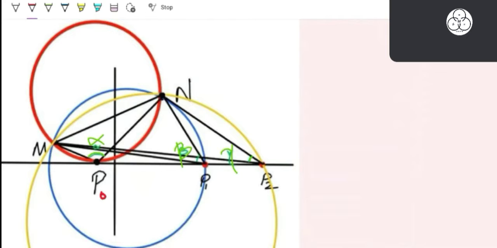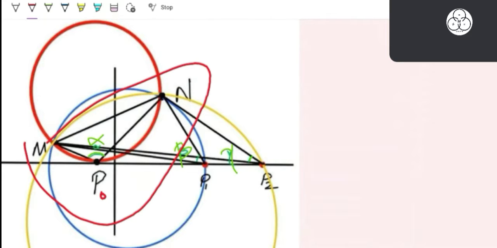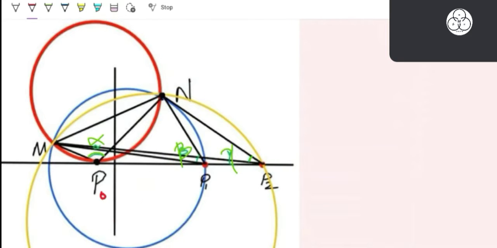First of all, we need to see that this angle MP0N is on the minor arc of the circle. So obviously angle MP0N is going to be an obtuse angle, and this is concept one.